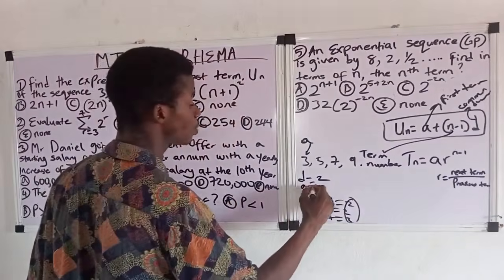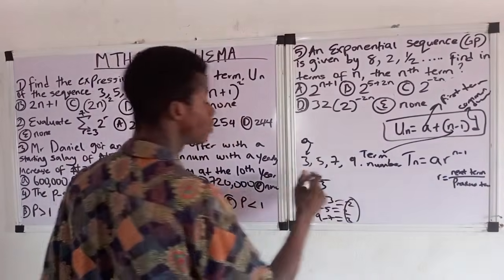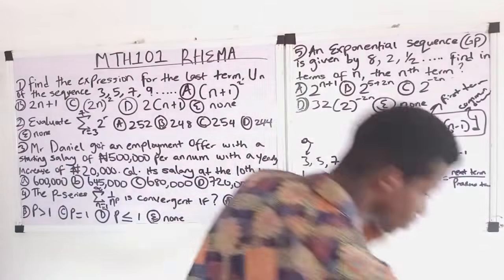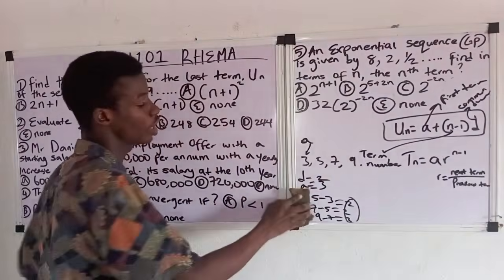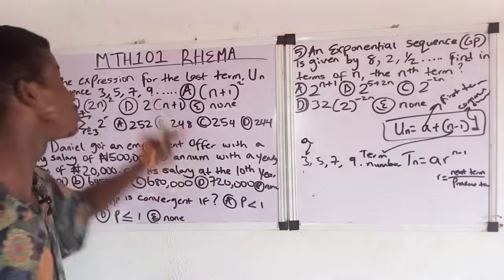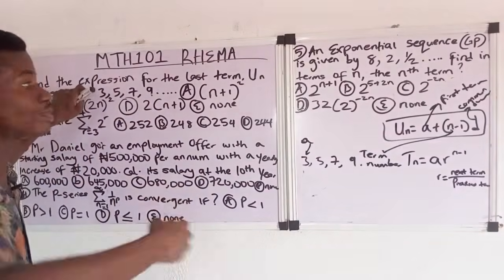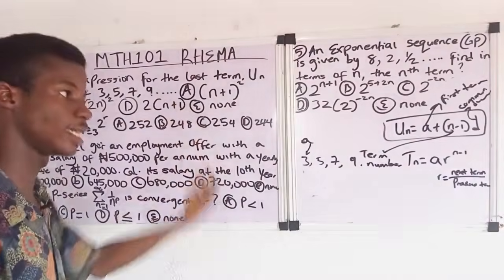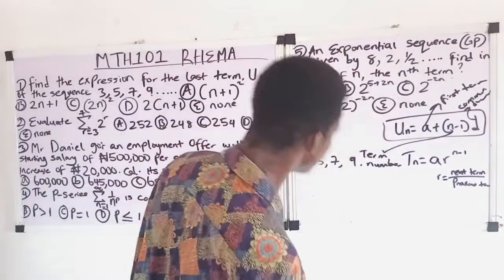Yes. The first term is 3. The common difference is 2. So in the question they are telling us to look for the expression to calculate the last term, which is very easy. So we do something like this.